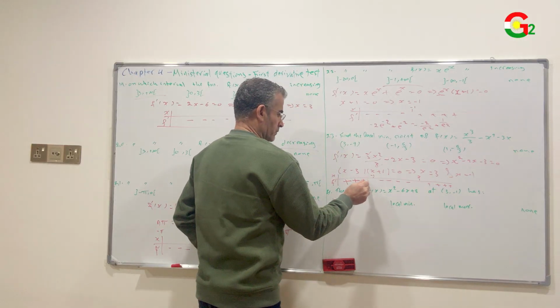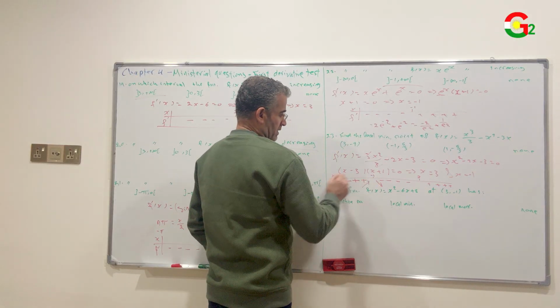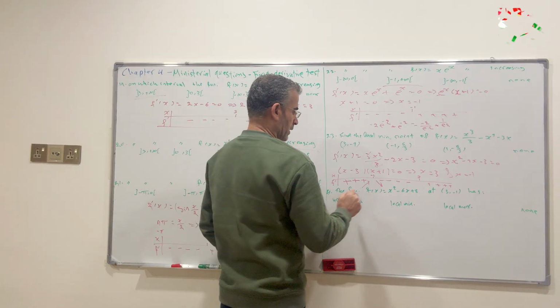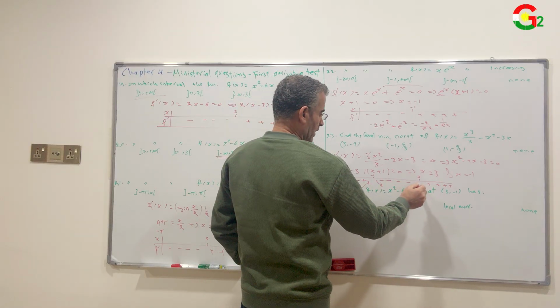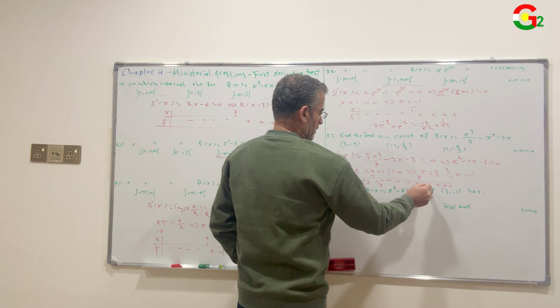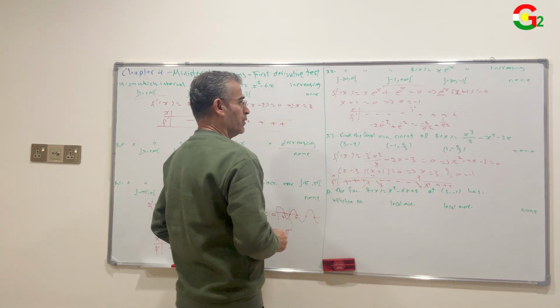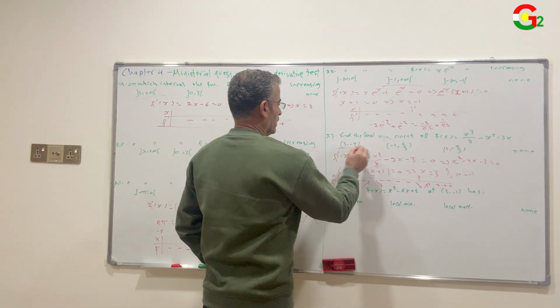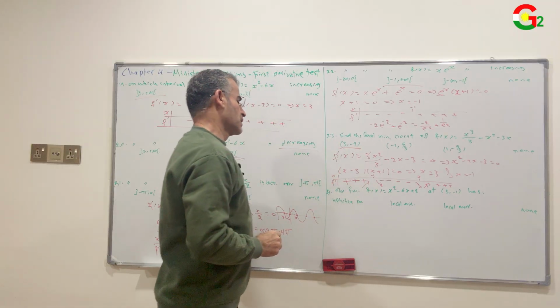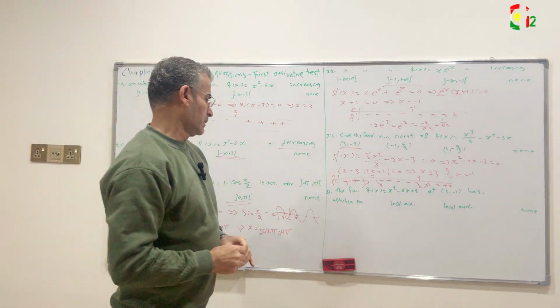Therefore, x equals -1 is a local maximum point and x equals 3 is a local minimum point. Therefore, (3, -9) is the right choice, A.